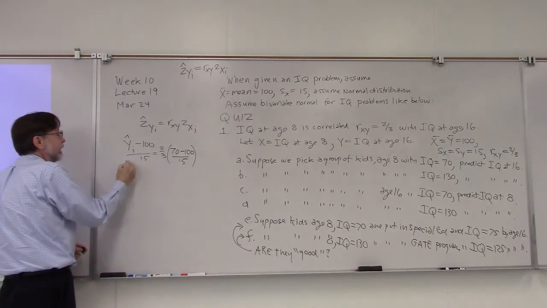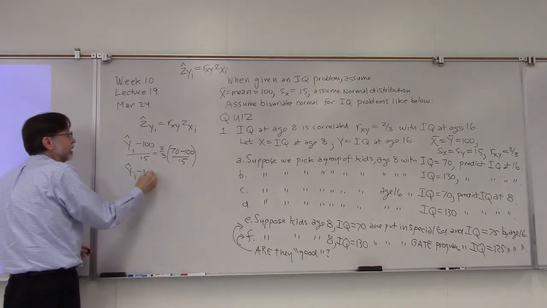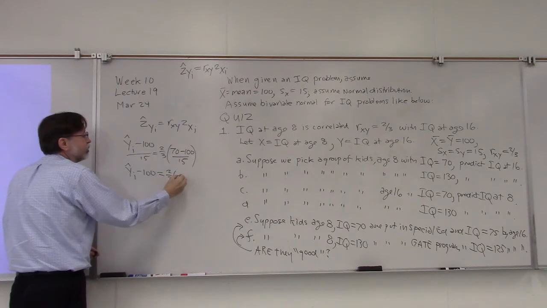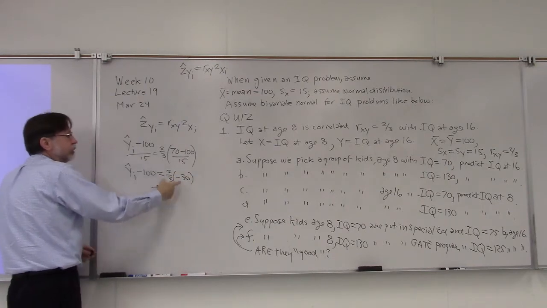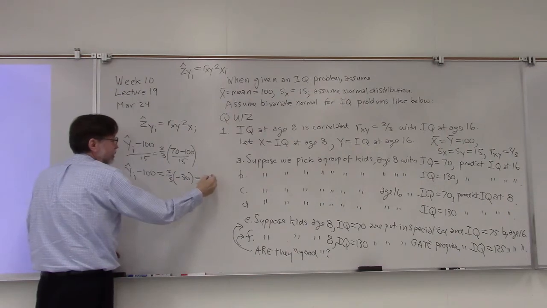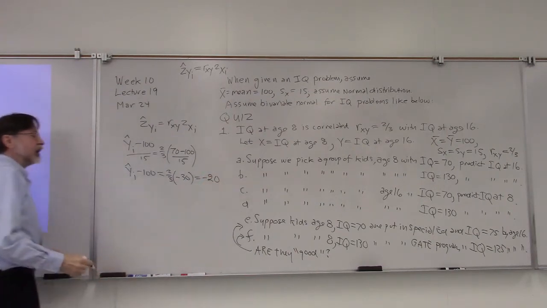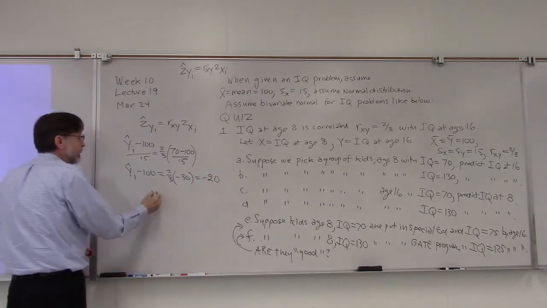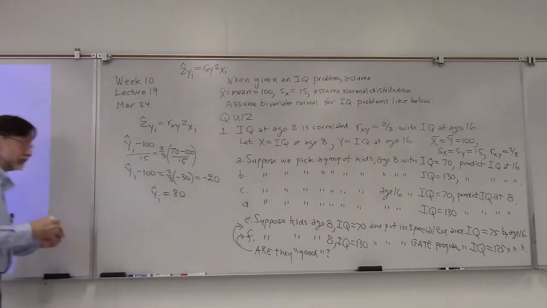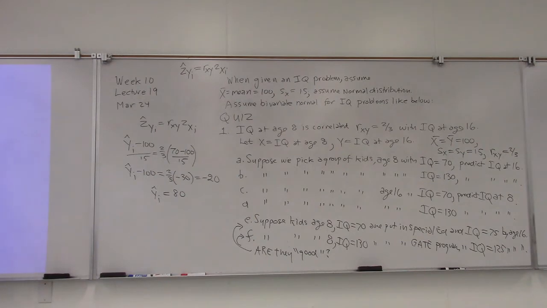So we have y hat i minus 100 equals 2/3 times minus 30. And 2/3 of minus 30 is minus 20. So we can add 100 to both sides, so we get y hat i equals 80. How many got that? Okay, so it looks like about half maybe. Questions about it? Any questions about how you do it?